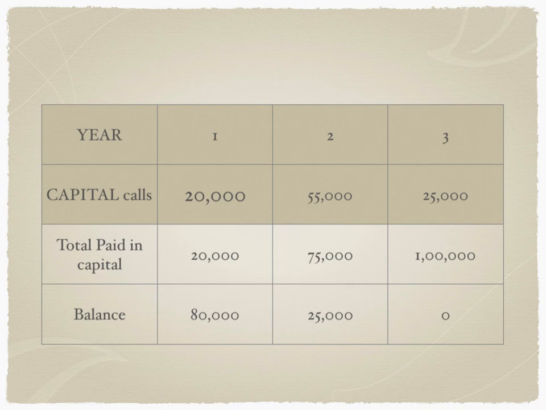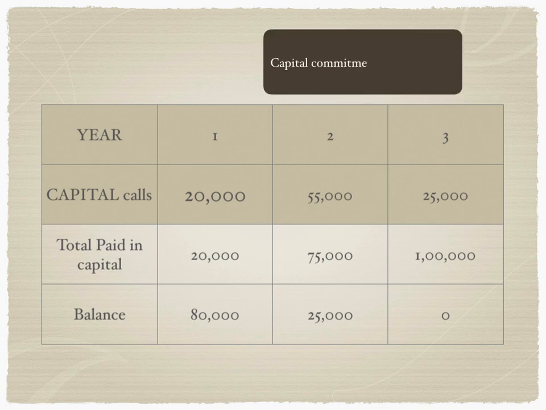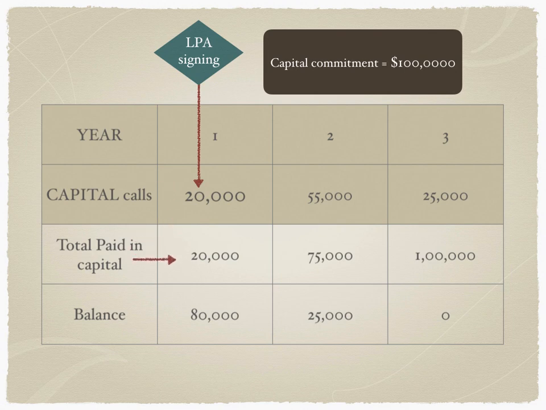A very simplistic example: let's take the case of a single LP. Of course it's not the reality. We'll be discussing in the next slide the reality of multiple LPs. Let's say the total capital commitment by the LP is $100,000. At the time of signing the LPA, that is the limited partnership agreement, the first call comes in. In this case, this is $20,000. That means the total paid in capital is $20,000, and the balance that is left to be paid in is $80,000. Now, this balance need not come in immediately.